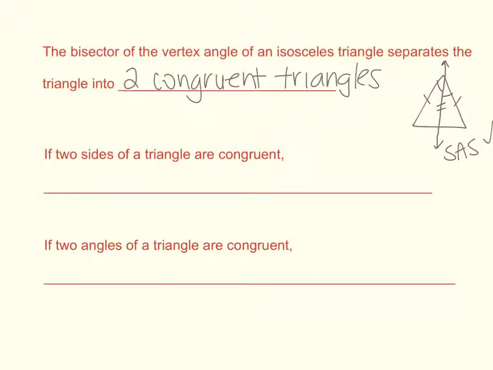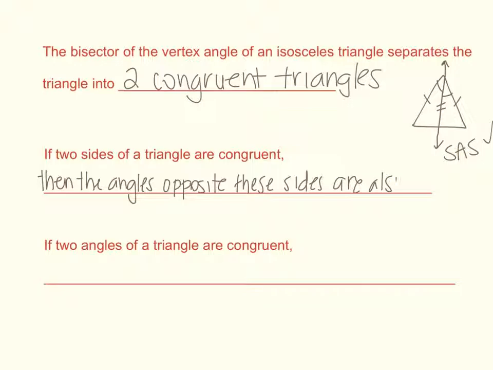If 2 sides of a triangle are congruent, then the angles opposite these sides are also congruent. So what that's saying is in my isosceles triangle, if those 2 sides are congruent, I go across, and that tells me that these base angles are going to be congruent.